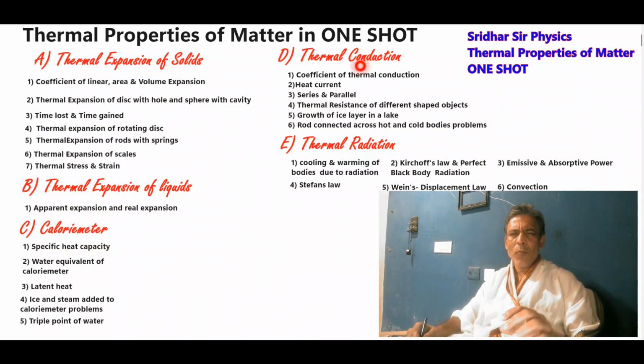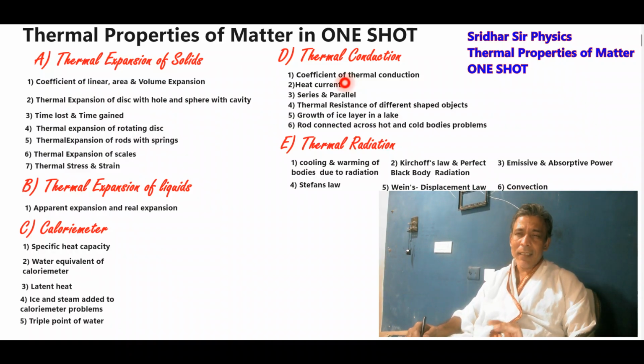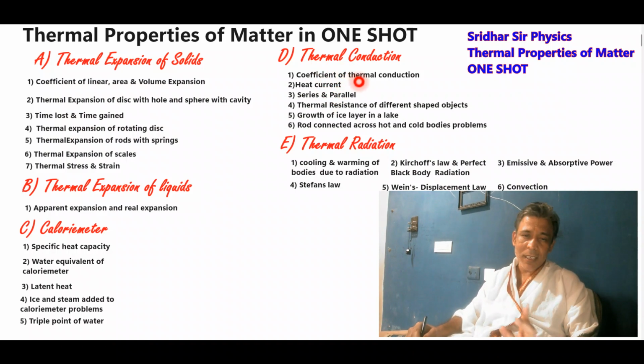Next, thermal conduction. Most things here are like current electricity: current density, series, parallel, thermal resistance. You revise this, as you are revising current electricity. All the formulas will be the same. There R equals rho L by A, here R equals L by K A. The formulas and ideas will be the same. Almost the initial part of current electricity will be the same, so you have to compulsorily revise this. It will help you in current electricity. Then some rod connected across hot and cold bodies. This is the only difference, the remaining are all similar.